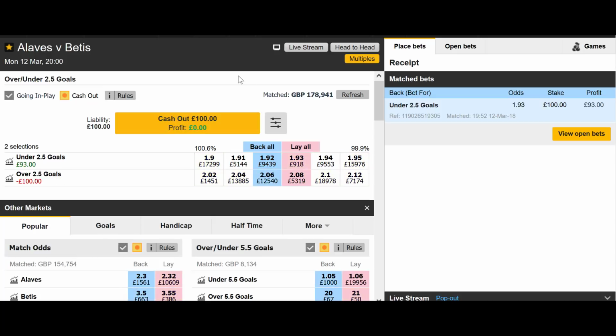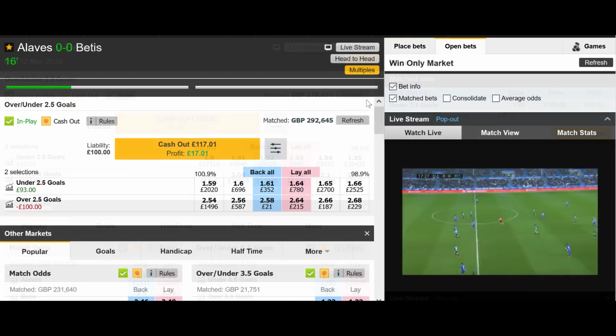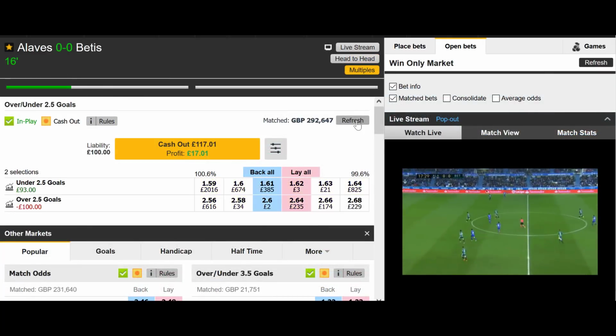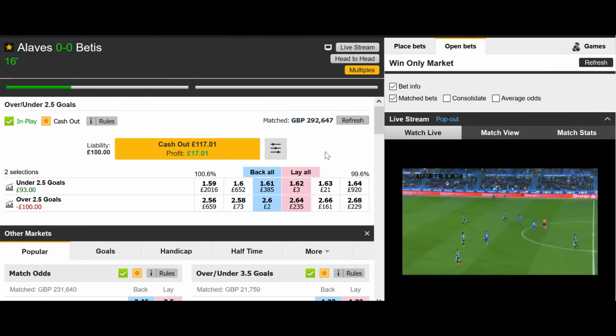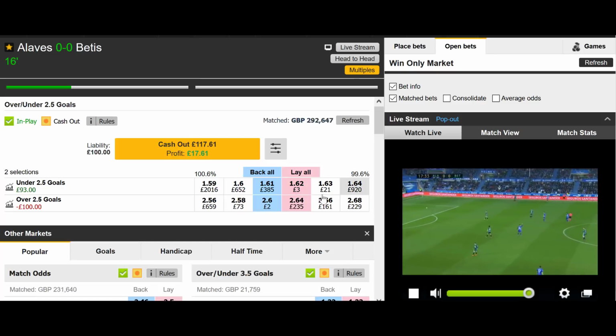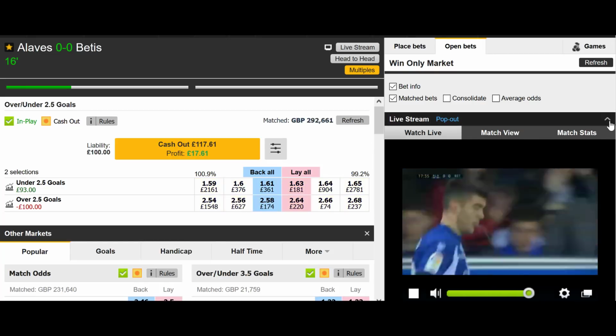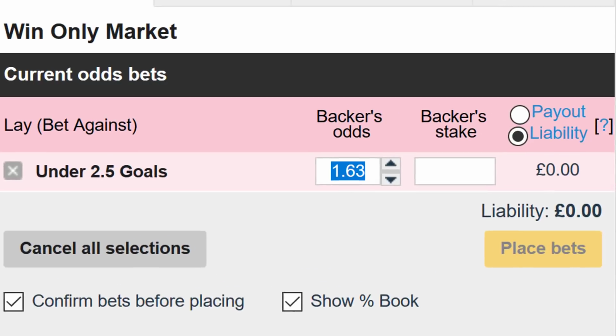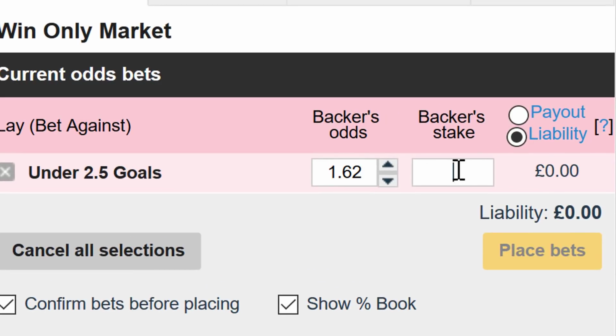But this is a match between Alaves and Betis, and obviously we're just going to show you how we can get out with a profit if there is no goal. So we've played 16 minutes in this match between Alaves and Betis, and it's still 0-0, which is exactly what we want. So let's just close this trade out here by laying. So I'm going to lay at 1.62.